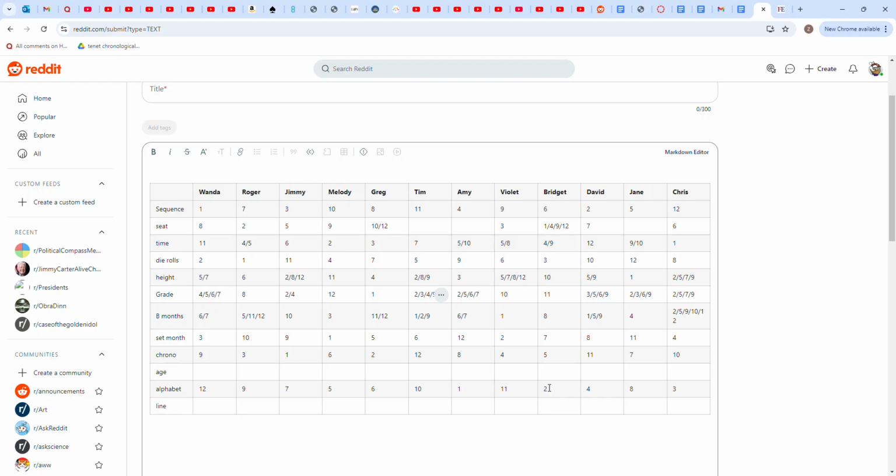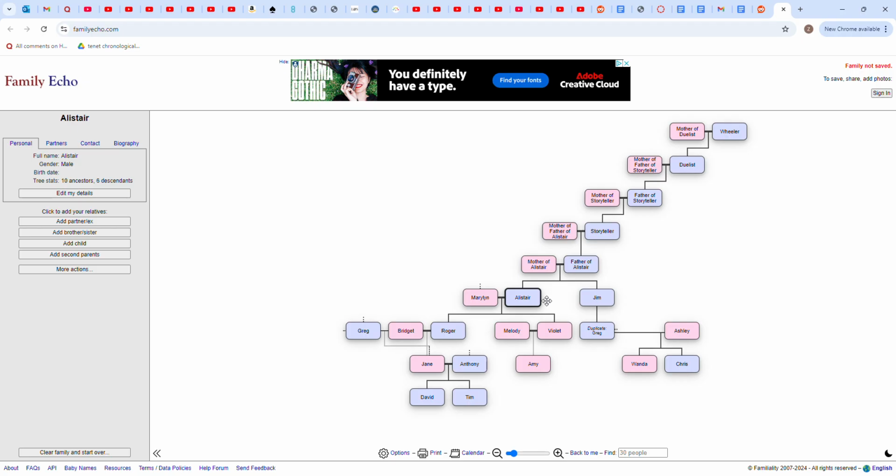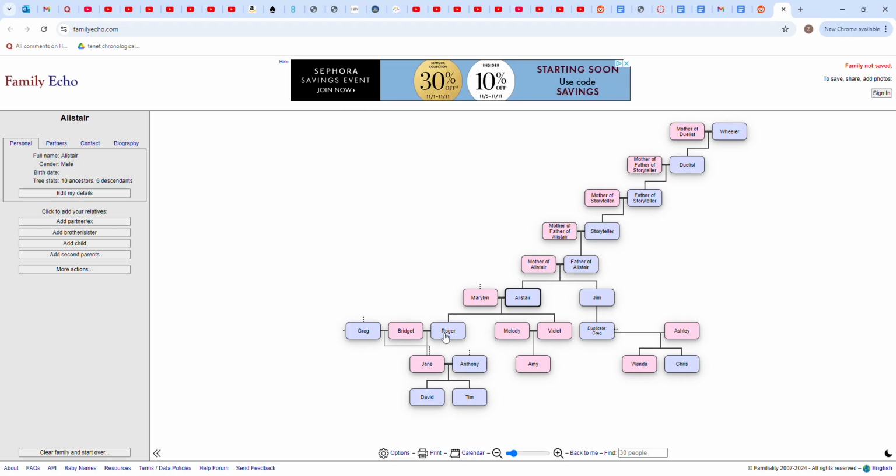What do we know about the ages of some of these people? We know that Jimmy is Alistair's brother. Again, I'm going to refer you to our family tree here. We know that Jim is Alistair's brother. We know that Roger and Violet are Alistair's kids, that Bridget is married to Roger and that Melody is married to Violet, that Greg is Jim's child.